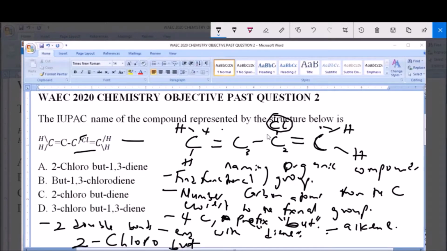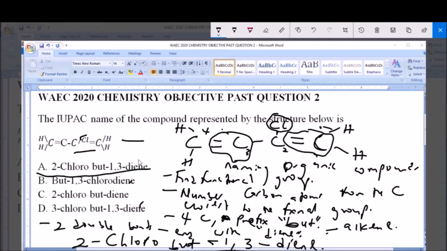Now we have 2 double bonds, one at carbon 1 and the second one at carbon 3. So but 1,3, and like we said, it will end with diene because of those 2 double bonds. So 2 chloro but 1,3 diene is the IUPAC name of this compound, and that is option A, which is the answer to this question. Thank you, and please subscribe to this channel for more videos and more past questions and answers.